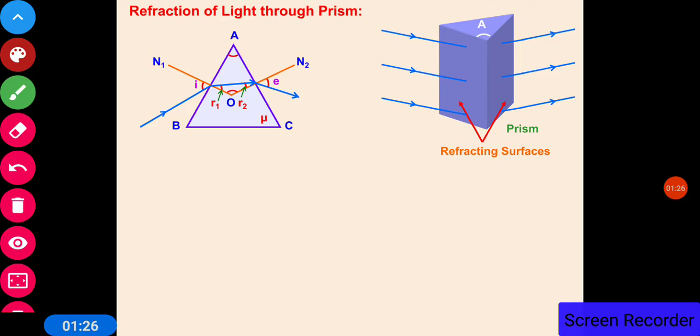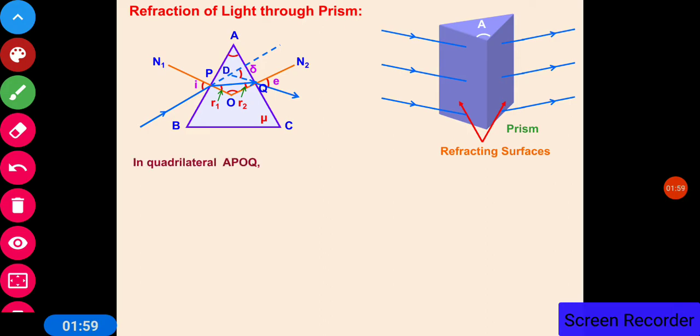Now normals N1 and N2 on extension meet at point O. The incident ray, if extended, and the final emergent ray, if extended, meet at a point, and the angle between these two rays is represented by del, which is the angle of deviation.